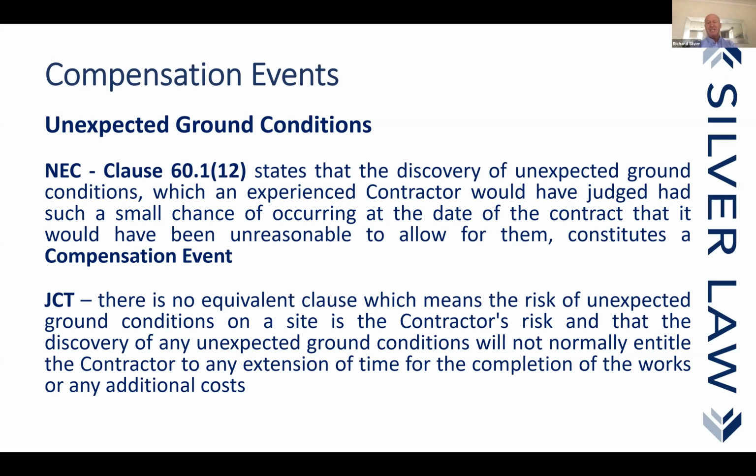But what the contractor has to show is two things: first of all, that he was unaware of it, and that it had such a small chance of occurring, it would have been unreasonable for him to allow for it. Under the JCT, it is unlikely that the contractor is going to have any entitlement. Now, let's just deal with that. Obviously, where there is no design and build, and the works are in the bills of quantities, if that work changes because of unforeseen ground conditions, obviously it's going to be a variation.